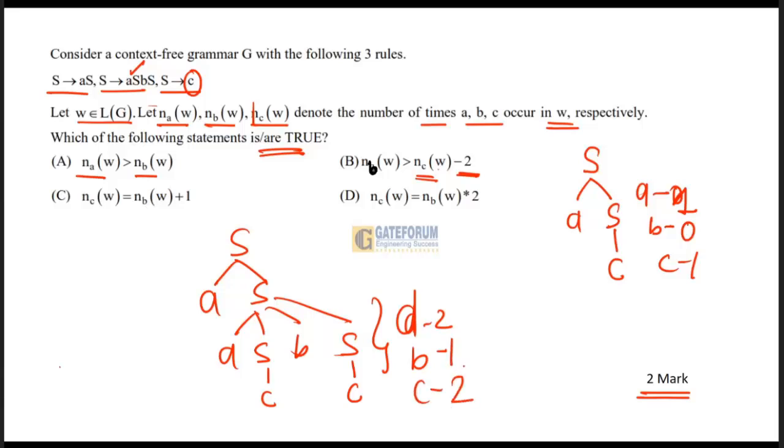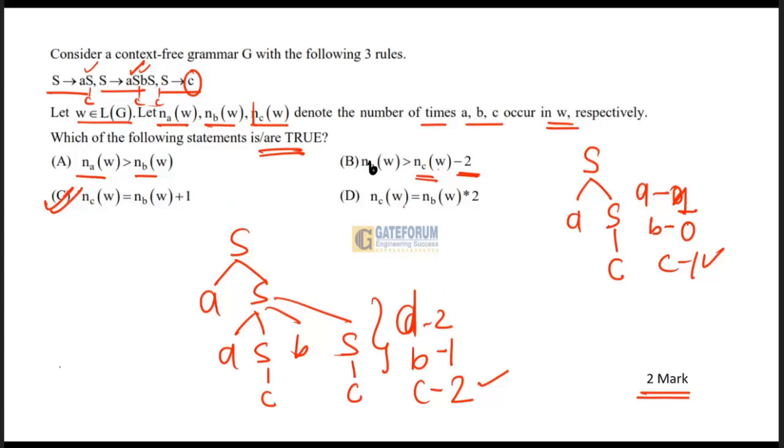Correct? So one thing is clear, that C will always be 1 more than B. Thus I can say option C is the correct one, because every time I terminate S, it terminates with C only. If it terminates immediately, B will not appear, and if it repeats, B will come once. And if B comes once, C will come twice. So C will be one more than B.